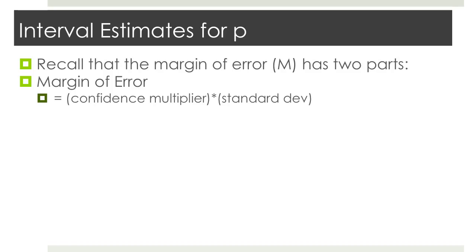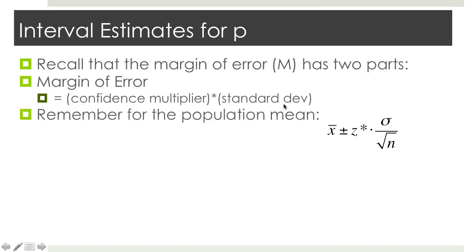Recall that the margin of error has two parts to it. It's composed of our confidence multiplier, and our standard deviation of the sampling distribution. Remember, for the population mean, the total confidence interval looked like this: the sample mean plus or minus the entire margin of error. Here are the two pieces we're talking about: our confidence multiplier, multiplied by the standard deviation of the sampling distribution.